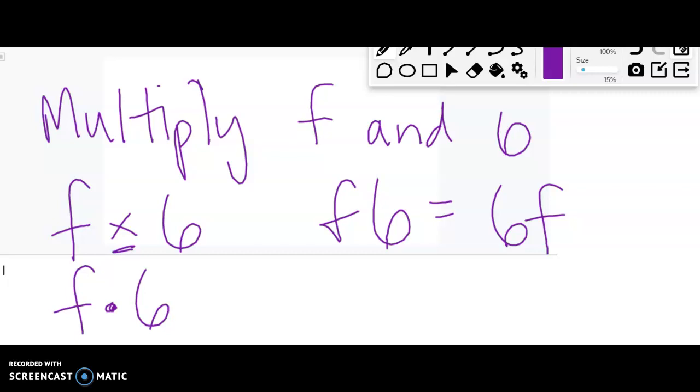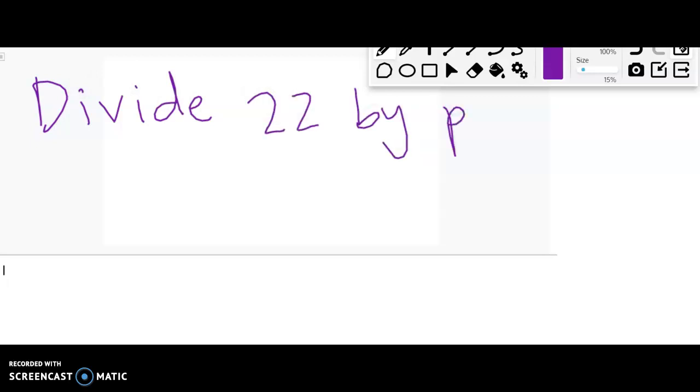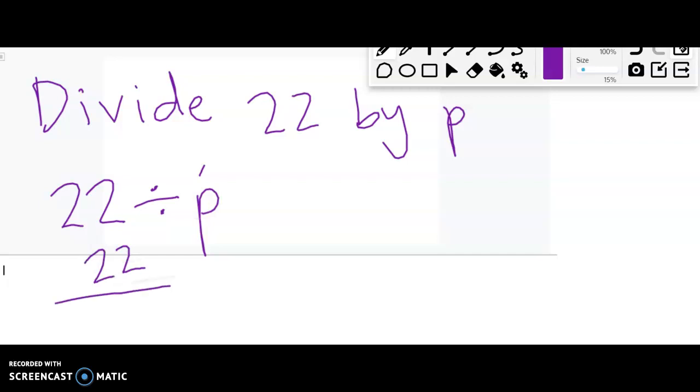We could also say like 5 groups of p, and that also means multiplying. We could have divide 22 by p. So 22 divided by p. We can also write that as 22 over p, because that means division as well. That fraction bar means dividing.